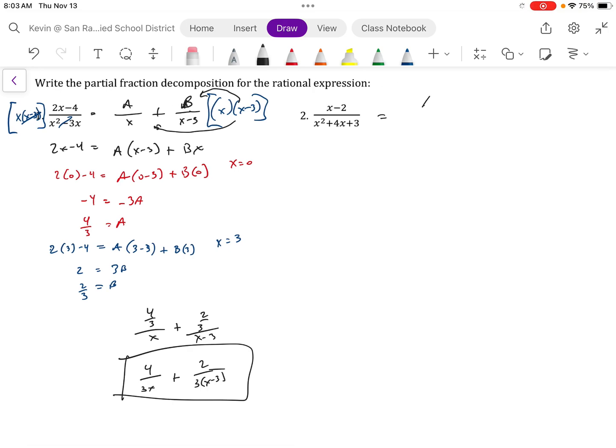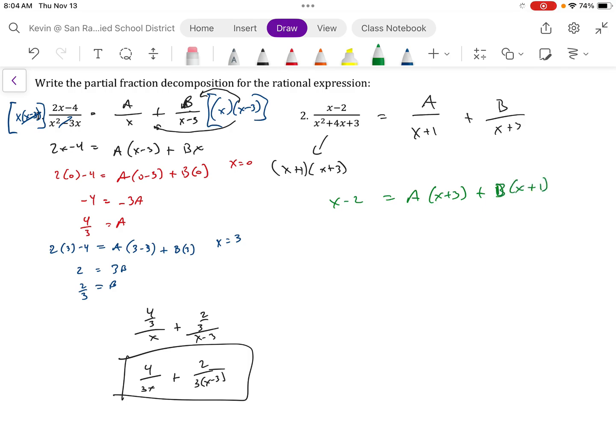We're going to come over here, a, b. Okay, we have to factor this. This is going to be x. 1 times 3 is 3. 3x plus 1x is 4x. So those are our factors. It does not matter which one goes underneath which one, because those values will still work out. All right, so we have x minus 2 equals a times x plus 3 plus b times x plus 1.